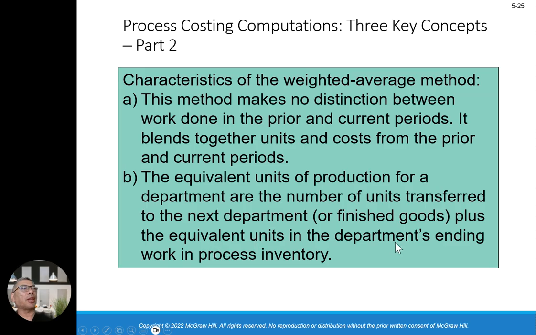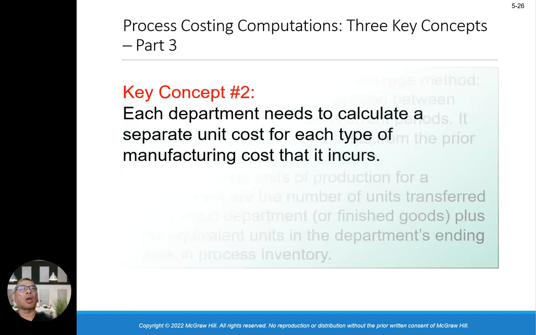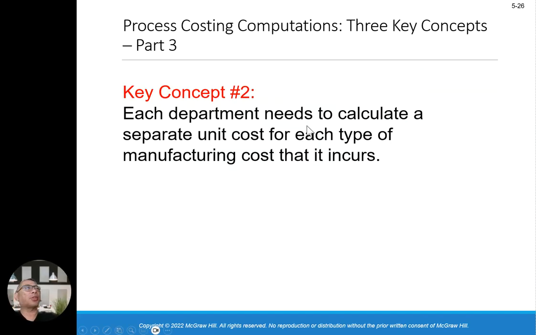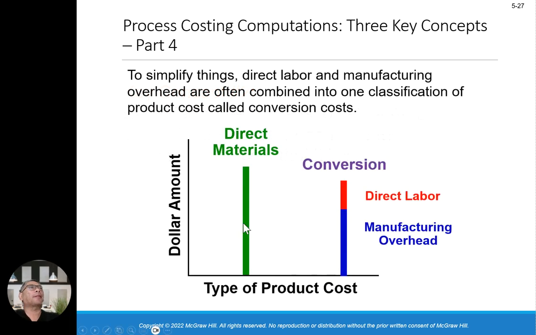Plus the equivalent unit in the department ending work in process inventory. So key concept number 2: each department needs to calculate separate unit costs for each type of manufacturing cost. Job costing is simpler; process costing is more complex. You need to provide more details. Okay, that's the key part.